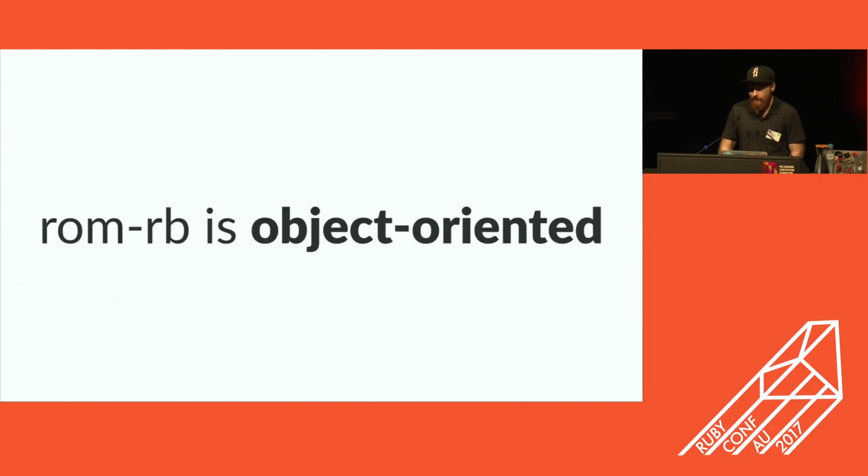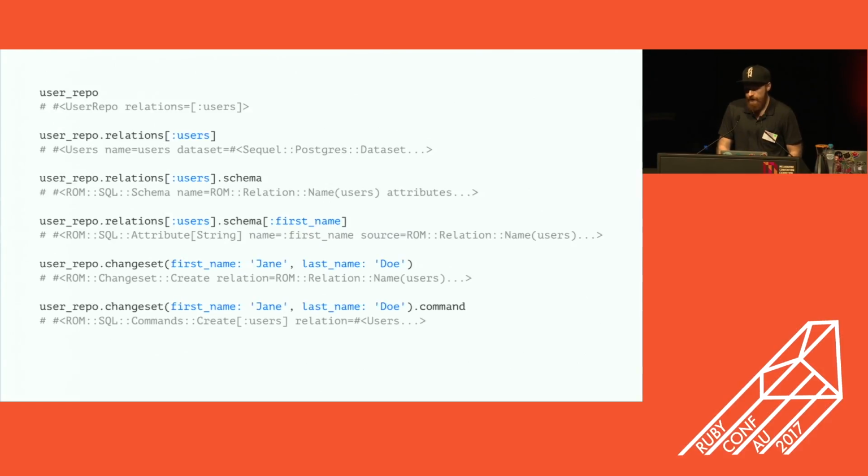So at the same time, ROM is object-oriented, right? It's written in Ruby. It uses a lot of objects. So here's a proof. I talked about repositories. Repositories are objects, unlike Active Record models with class methods. Repositories use relations, and relations are objects. Relations have schemas, and schemas are objects. Schemas have attributes, attributes are objects. Changesets are objects. Changesets use commands, and commands are objects. And all these objects are just composed together to create some more advanced abstractions.